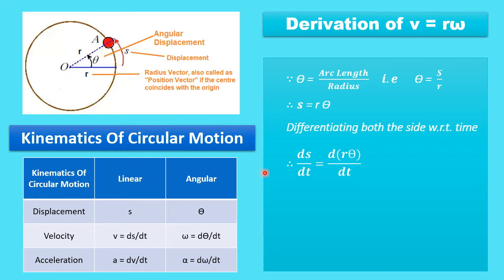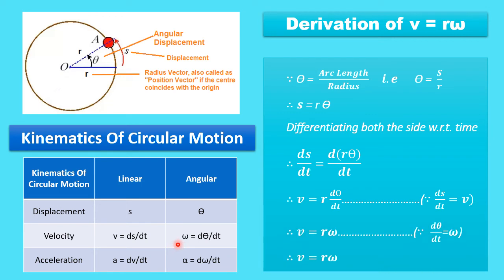Ds upon dt, if you look at the table next to us, in place of ds upon dt we can write v, which is linear velocity. And in the next step we get v is equal to r d theta by dt, where r is a constant value. Now here, d theta by dt, which is the change in angular displacement, can also be substituted by omega. So in the next step, I get v is equal to r omega, because d theta by dt is omega. So this is how we came to the conclusion and end of the derivation, that v is equal to r omega, where v is linear velocity and omega is angular velocity. This small derivation comes for 2 marks, and is also known as the relation between linear velocity and angular velocity.